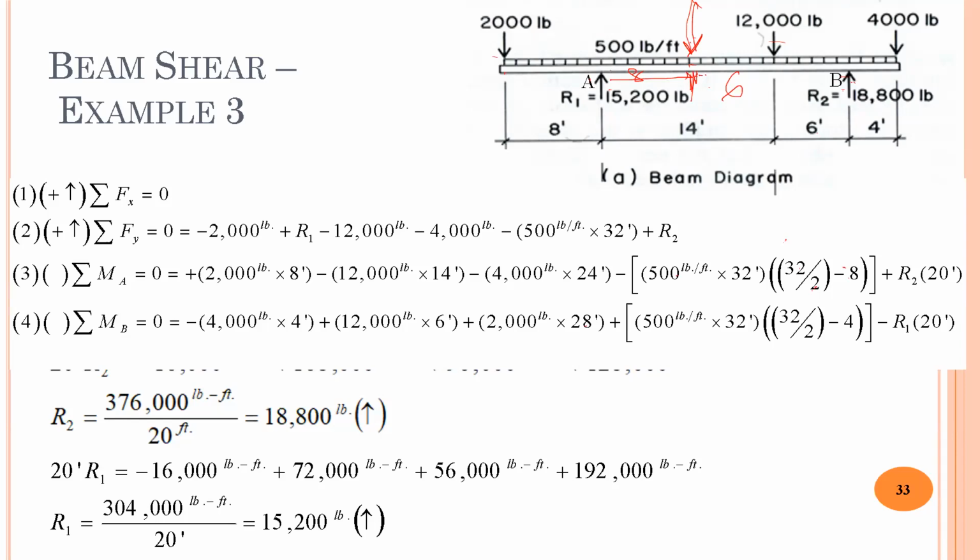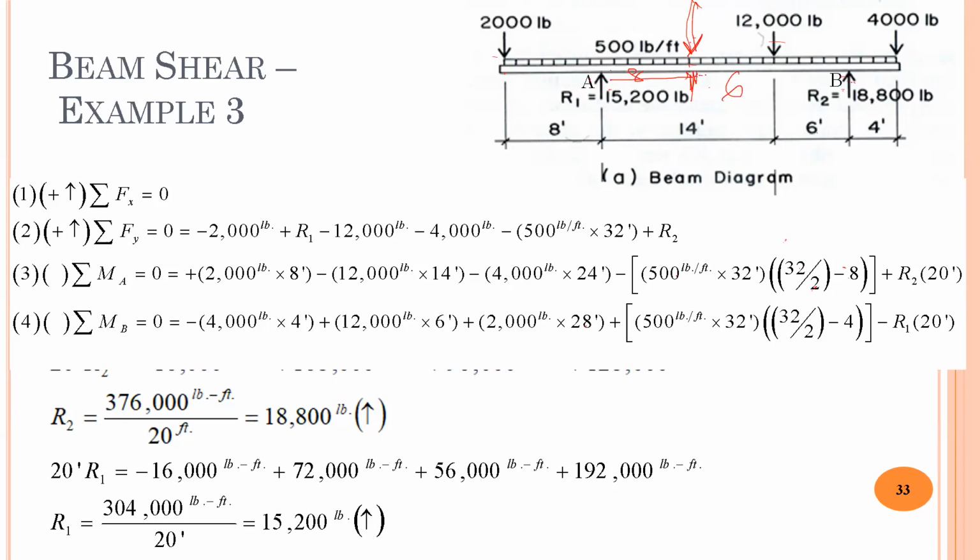The next one would be the UDL, which I already told you works out to be 12. So it's 5,000 times 32 divided by 16 minus 4. So that is 12, right? Minus, now, this distance from here. It looks like 20. So it's 20 times this one.